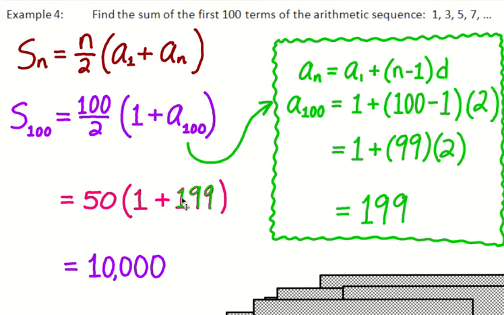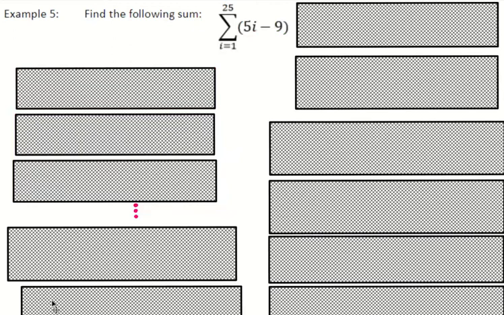And now we can finish off the formula. Make sure to follow the order of operations, for goodness sake. And so the final answer is 10,000. Okay? Moving on, I guess, but pause the video if you didn't finish writing all that down.